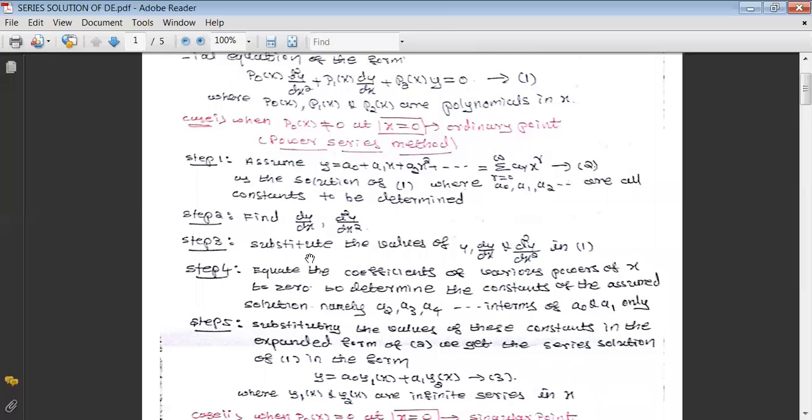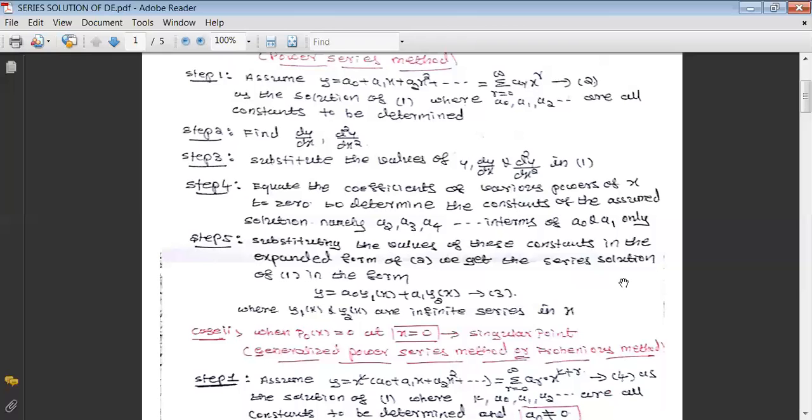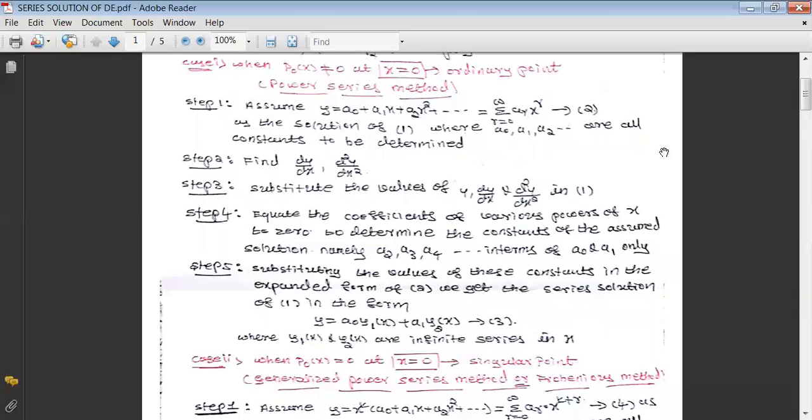Then in the third step, we are supposed to substitute these values of y, dy/dx and d²y/dx² in equation 1. Now in the fourth step, we find the values of the constants in the assumed solution, namely a0, a1, a2, a3 and so on. In order to find those, this is the step we have to follow.